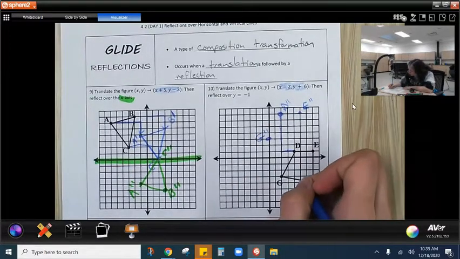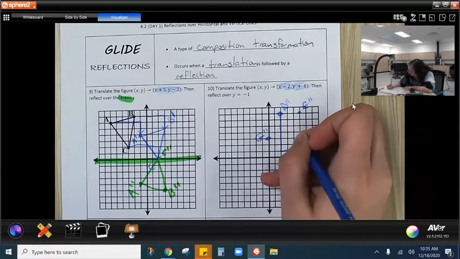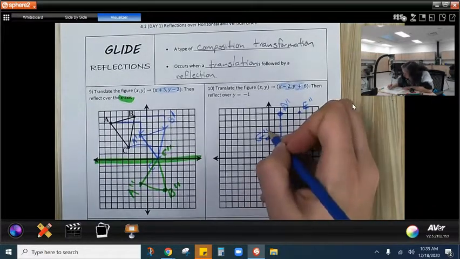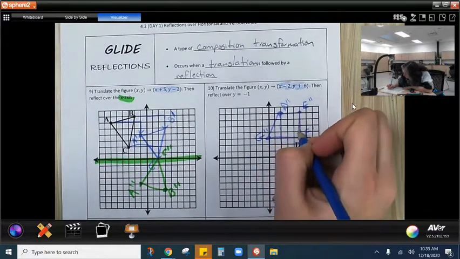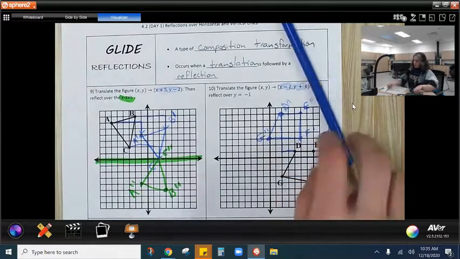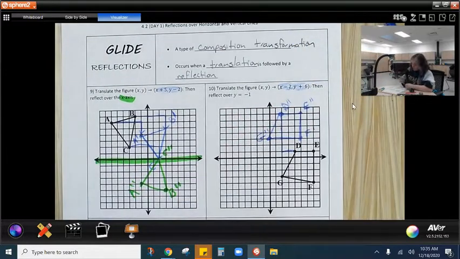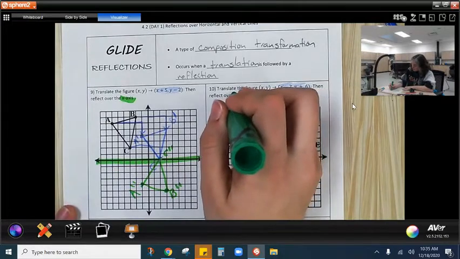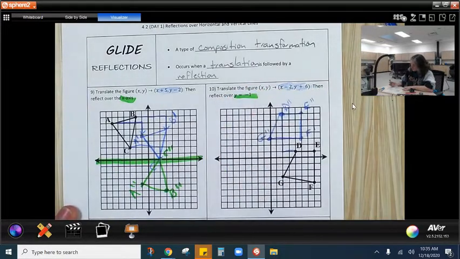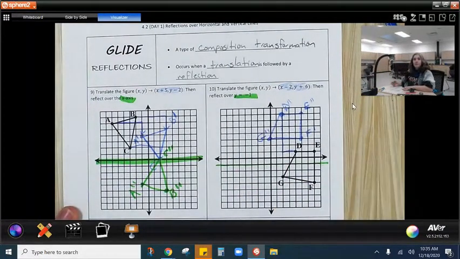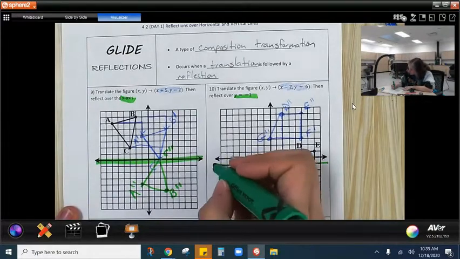And then F, 2 and then up 6. So there is F double prime. All right, so that is our new figure, and then we need to reflect it over y equals -1. Okay, so our y-axis is here. This is where y equals -1, right there. So I need to reflect it across that.